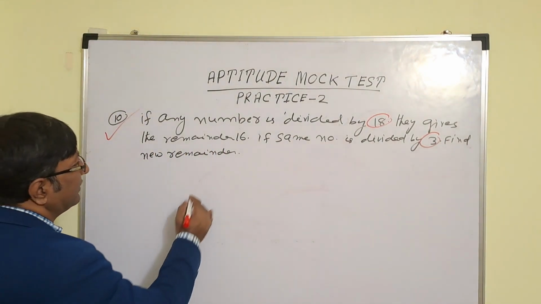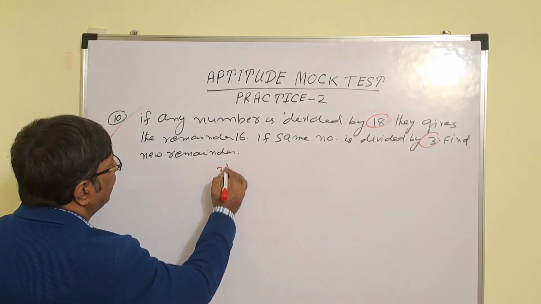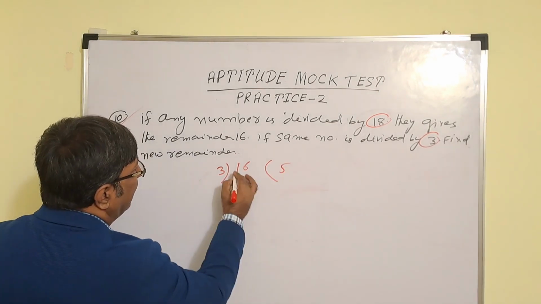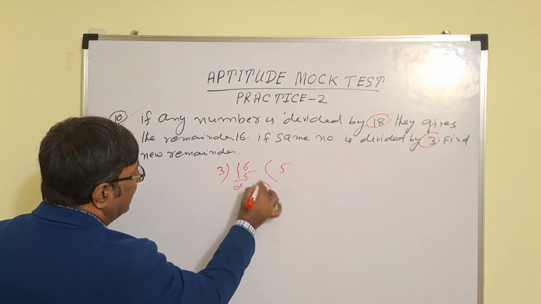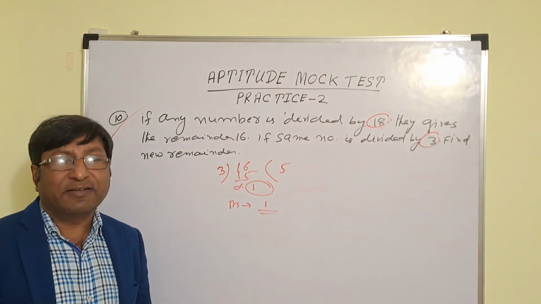Now what is our answer? Divide the remainder by the new divisor. The remainder is 16. The new divisor is 3. 3 fives are 15. So the remainder is 1. So our answer is 1. So the correct answer is what? 1 is the right answer.